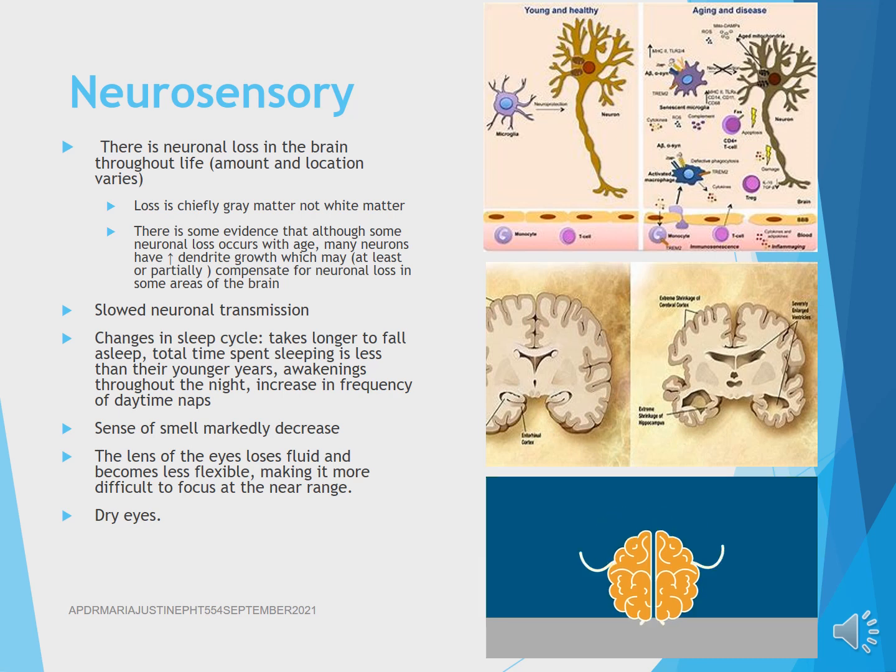There are changes in the sleep cycle: it takes longer to fall asleep, and total time spent sleeping is less than in their younger years. There are awakenings throughout the night and an increase in the frequency of daytime naps. Sense of smell markedly decreases. The lens of the eye loses fluid and becomes less flexible, making it more difficult to focus at near range. They may also suffer from dry eyes.